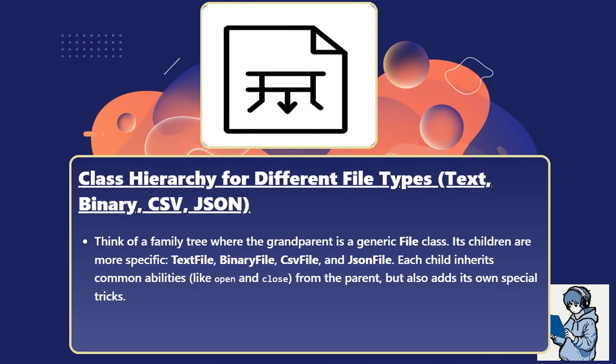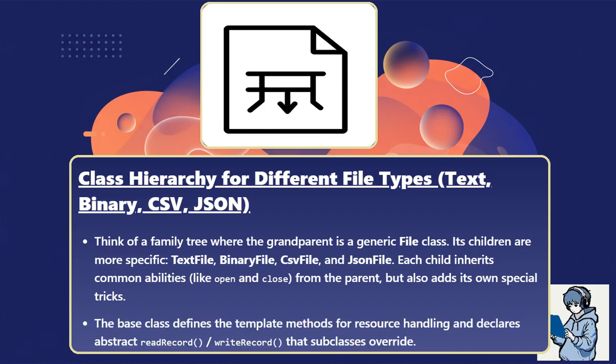Think of a family tree where the grandparent is a generic file class. Its children are more specific: text file, binary file, CSV file, and JSON file. Each child inherits common abilities like open and close from the parent, but also adds its own special tricks.